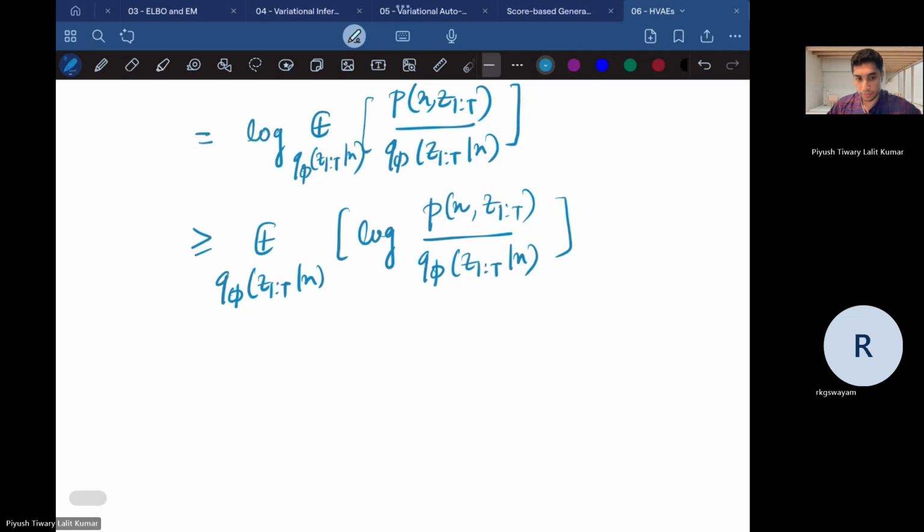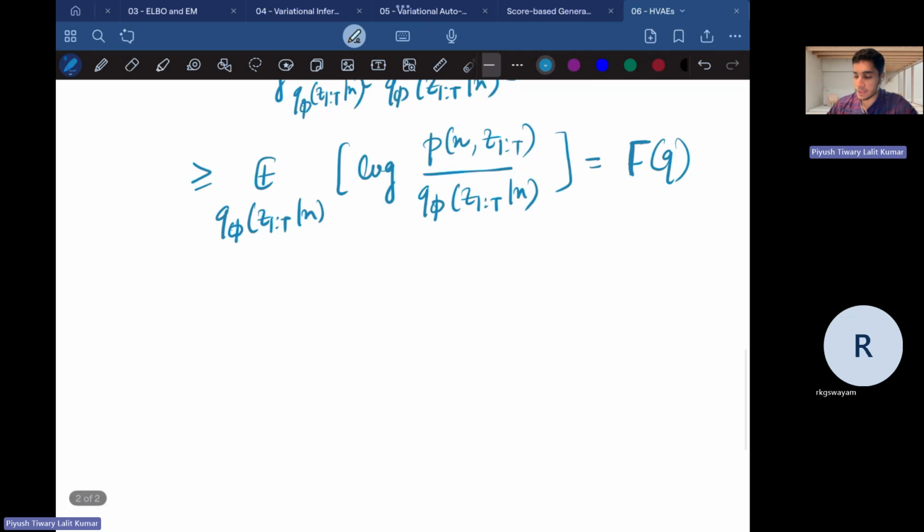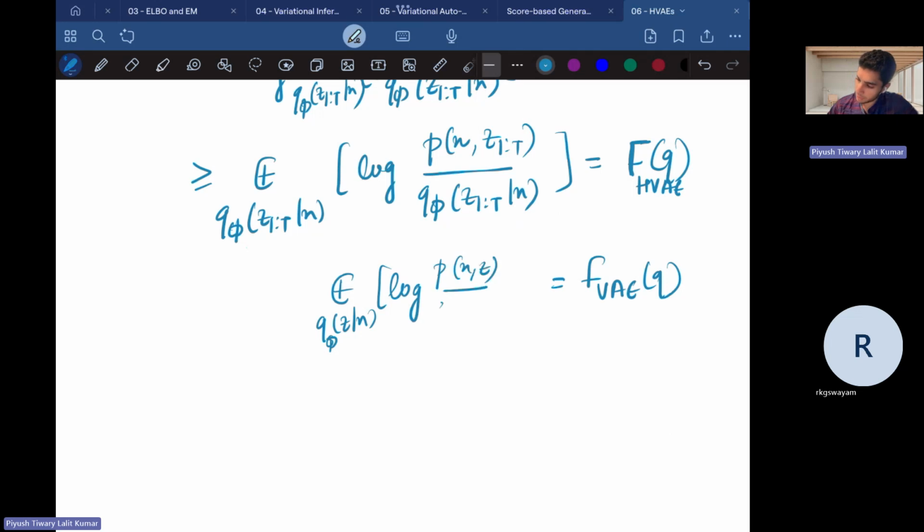So this is your f of q, if you want to call it. This is your ELBO for hierarchical VAEs. And if you see, there is nothing new actually. If this is the HVAE ELBO, what was your VAE ELBO? If you recall, that was nothing but the expectation under q phi (z given x) of log of p theta (x, z) divided by q phi (z given x). If you think about it, there is nothing new here, right?